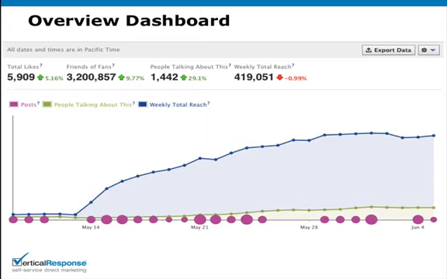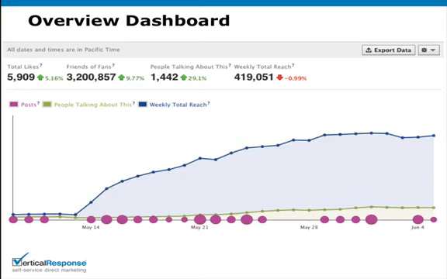You can create your own metrics out of this. So maybe you want to look at percentage of potential reach. That's a metric that we just made up here on the spot. You take weekly total reach, divide it by friends of fans, and you've got a picture of how good you're doing with your content at reaching the overall ecosystem of Facebook.